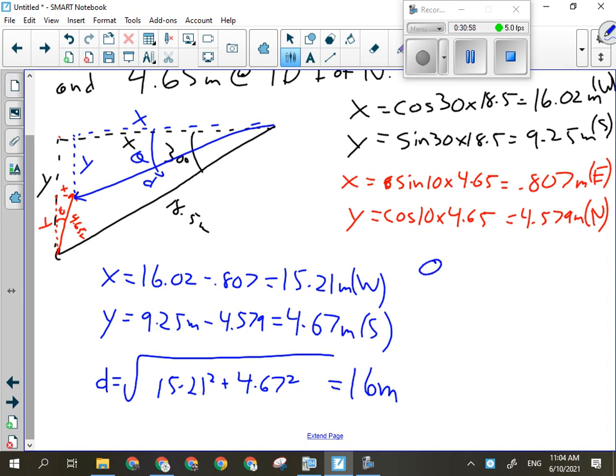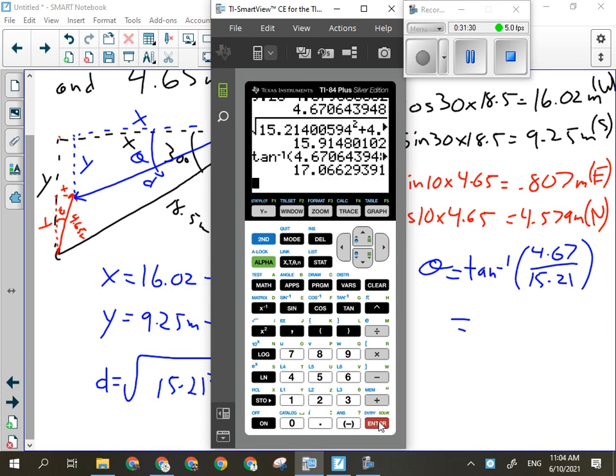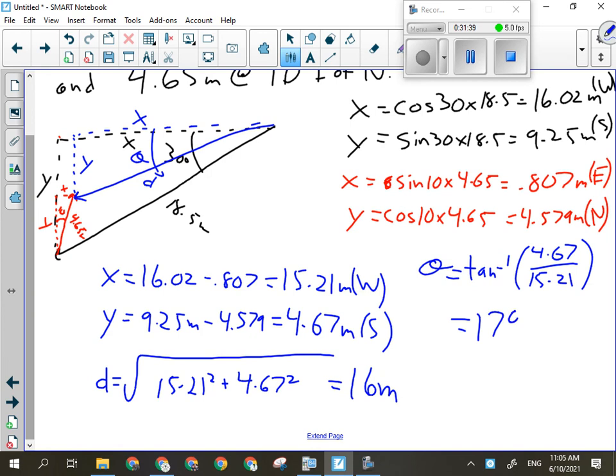And then I have to find theta. I've got to use x and y in order to get my angle here. So y is opposite, x is adjacent. I'm going to go tan to the minus 1 of opposite, so that'll be the 4.67 divided by the adjacent, 15.21, and that'll get me my angle. I'm getting 17 degrees, because I only have two significant digits. Which direction? South of west. So my overall answer is going to be 16 meters at 17 degrees south of west, or if you drew the triangle the other way, 16 meters at 73 degrees west of south would also work.